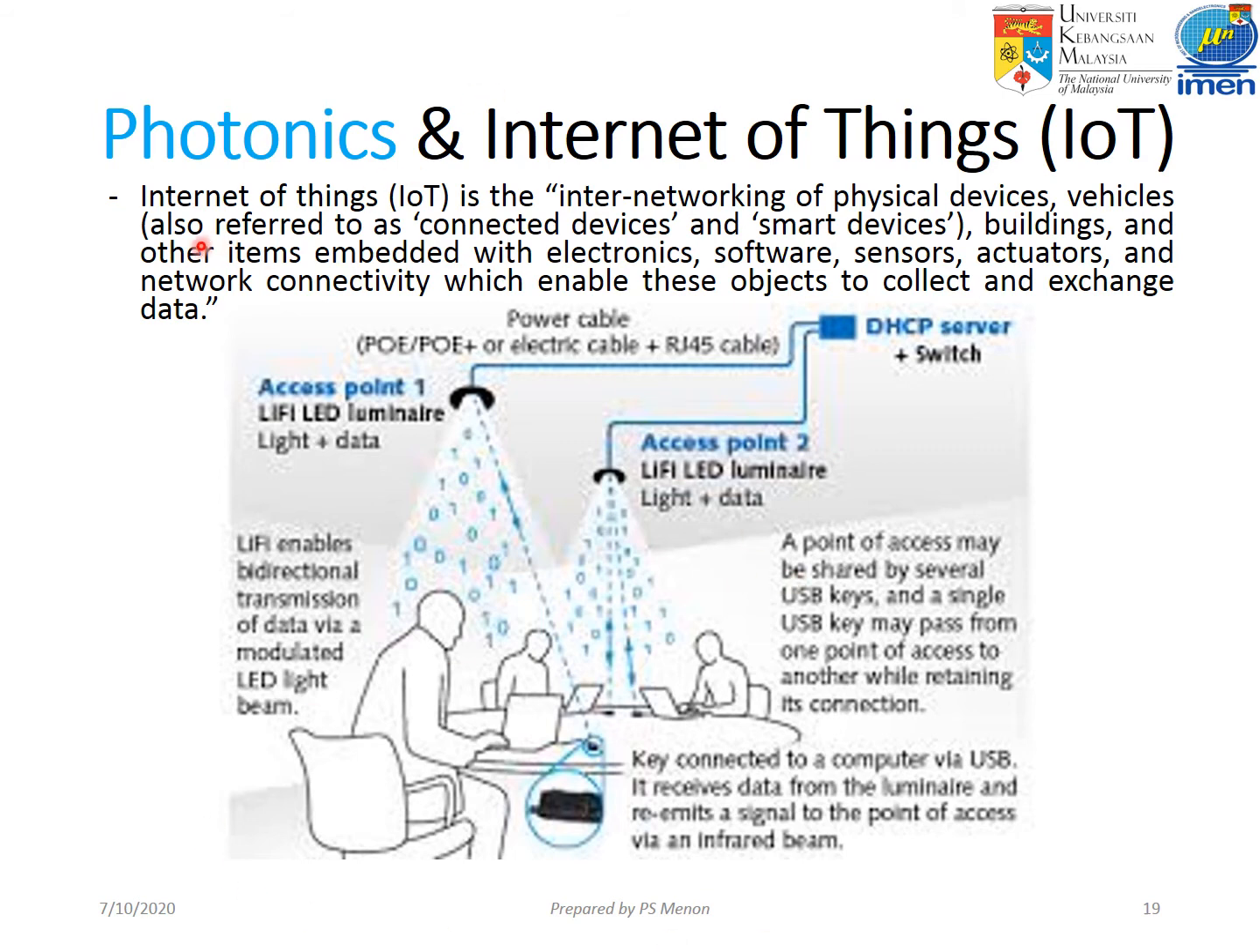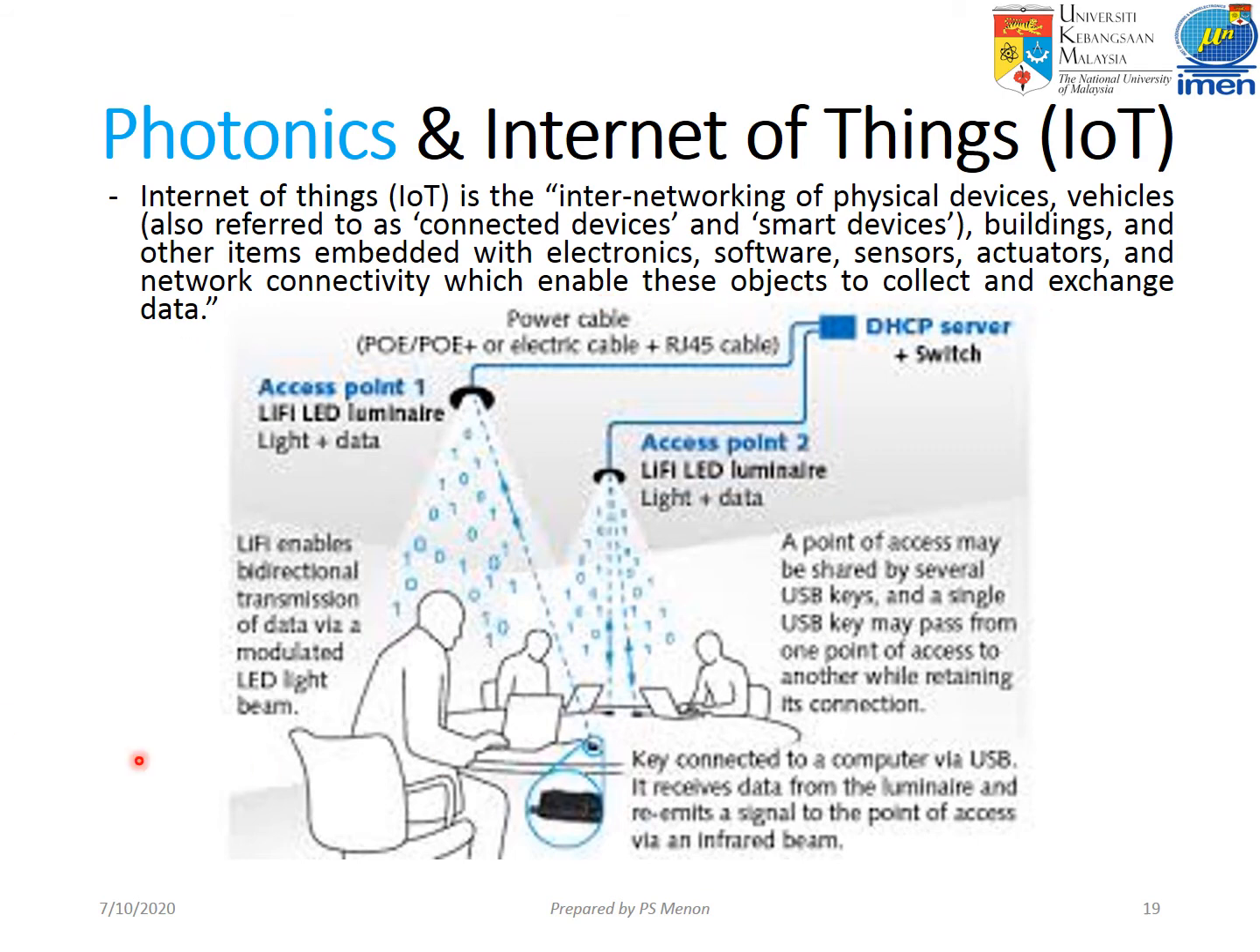Okay, next let's look at photonics and Internet of Things, or we call it IoT. So the Internet of Things is the internetworking of physical devices, vehicles, we also refer to them as connected devices and smart devices, buildings and other items embedded with electronics, software, sensors, actuators and network connectivity, which enable these objects to collect and exchange data.